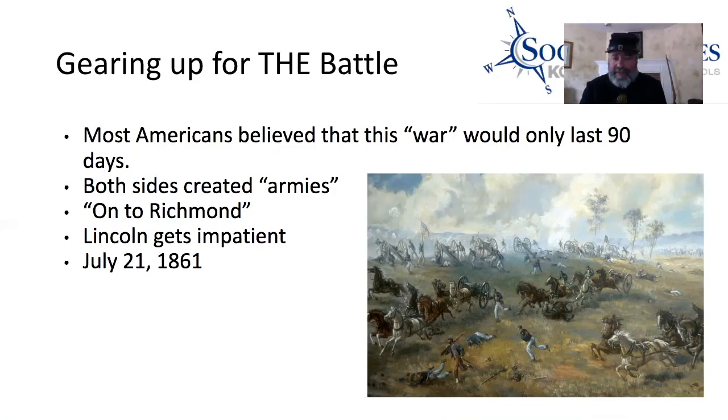And as the Union Army approaches a small stream that crosses the road called Bull Run, on the other side of the stream was a 35,000 man Confederate army. And this sets the stage for July 21st, 1861. This is the first major land battle of the Civil War. It is called the Battle of Bull Run. In the South, they call it the Battle of Manassas.